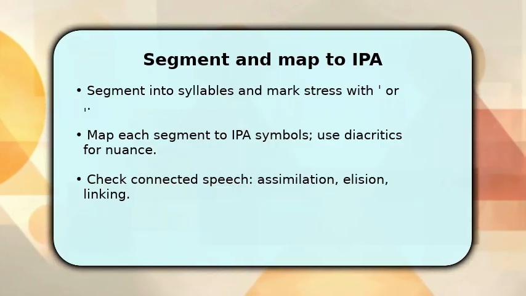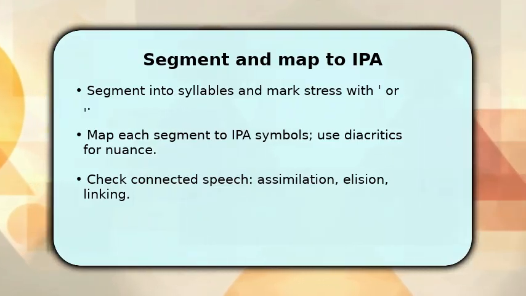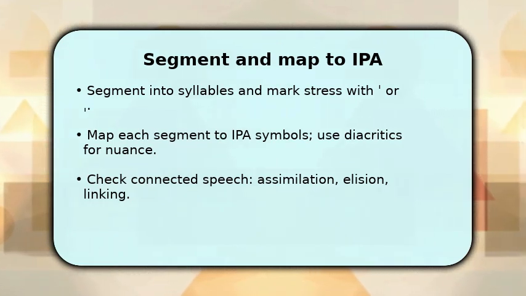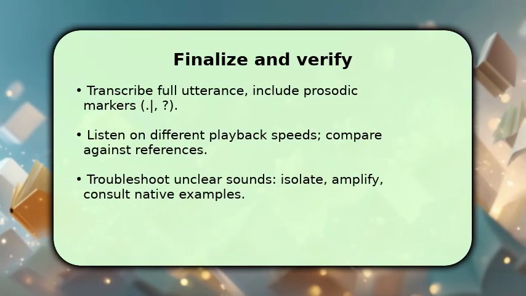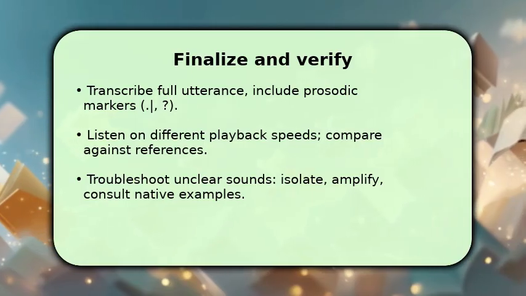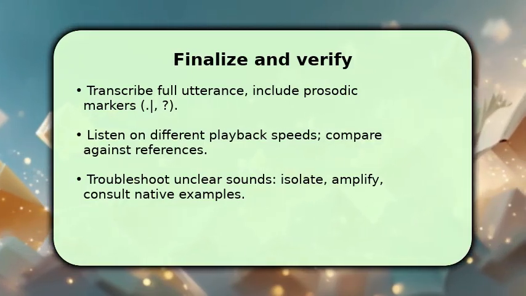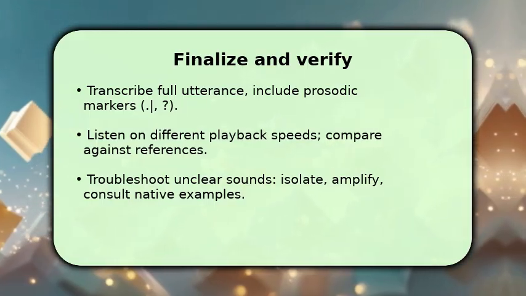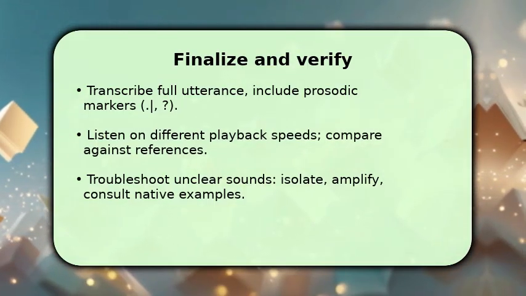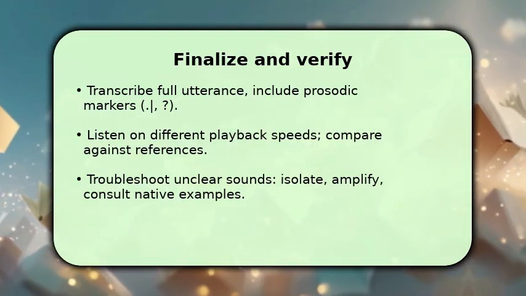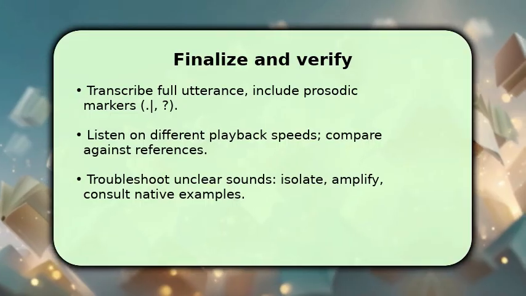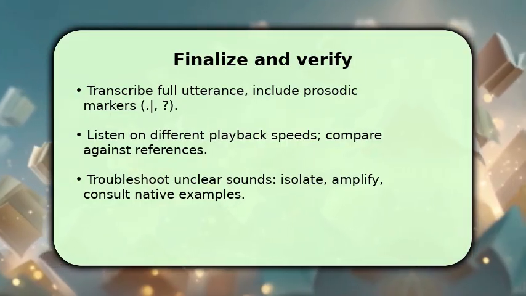Make sure to re-listen after every few words, so your symbol choices match the acoustic reality, rather than finish by writing the complete transcription with prosodic markers for pauses and intonation. Once done, play the sample at 0.75x and 1.25x speed to confirm subtle articulations and adjust diacritics where needed. Make sure to compare your result with native speaker references or a pronunciation dictionary for consistency.